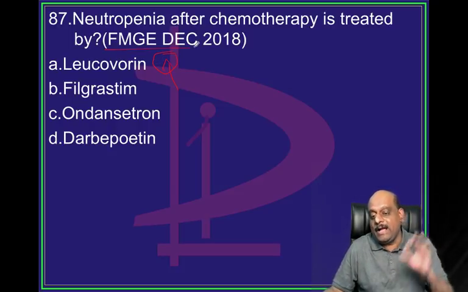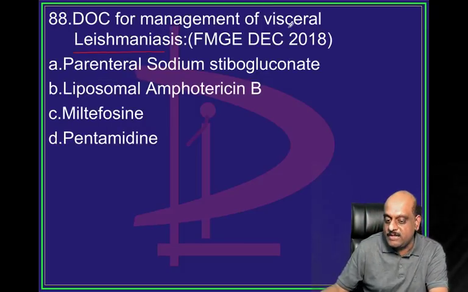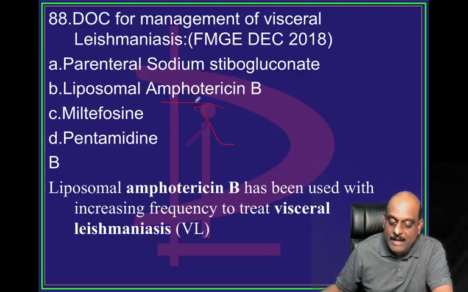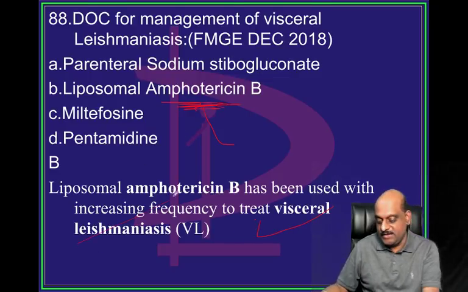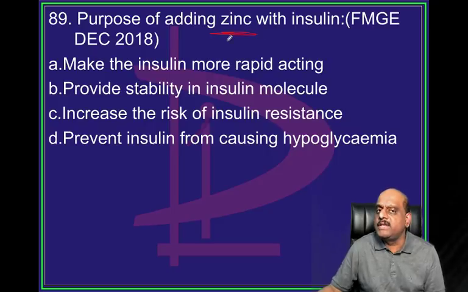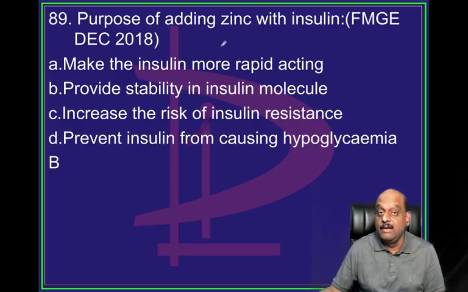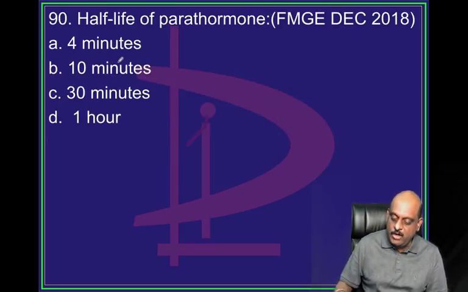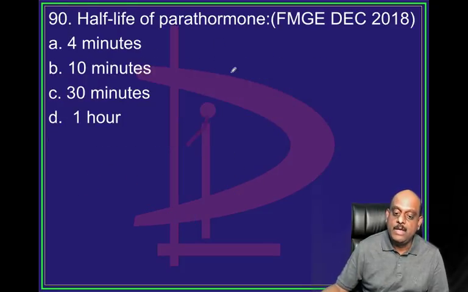Now, neutropenia after chemotherapy: filgrastim. Visceral leishmaniasis, what is the drug of choice, doctor? Liposomal amphotericin B. Why do you add zinc with insulin? That will provide stability to the insulin molecule. Once more, doctor, what is called peakless insulin? It will be asked in tomorrow's exam. Glargine is what you should answer.